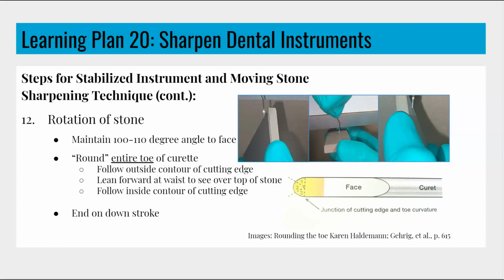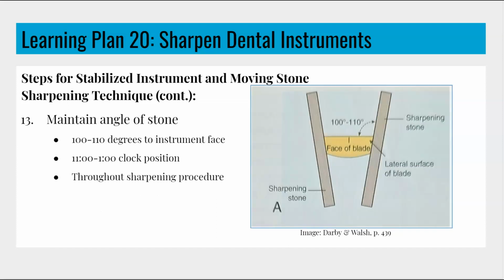Continue to the inside surface of the cutting edge to end on a downward stroke. If the toe of a curette isn't rounded, you will turn your curette into a scaler, as the toe will become a pointed tip instead of a rounded toe. The angle of the stone will need to be maintained at that 100 to 110 degrees to the face of the instrument throughout the sharpening process.